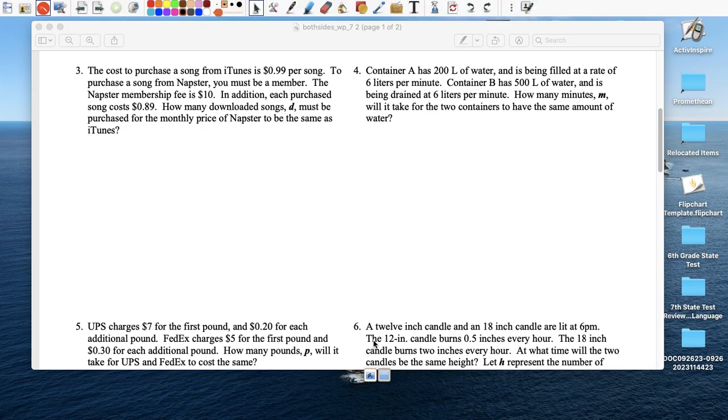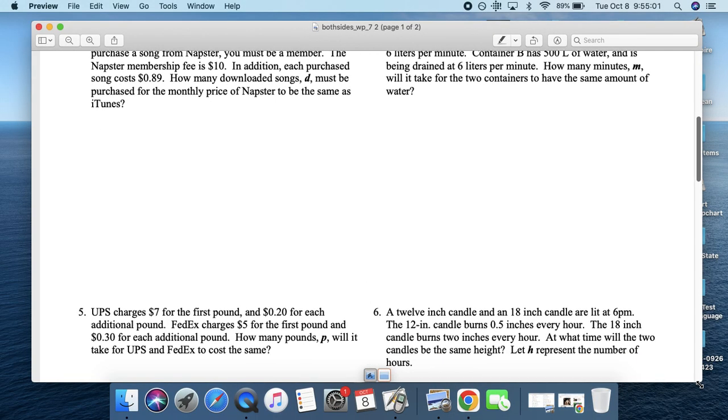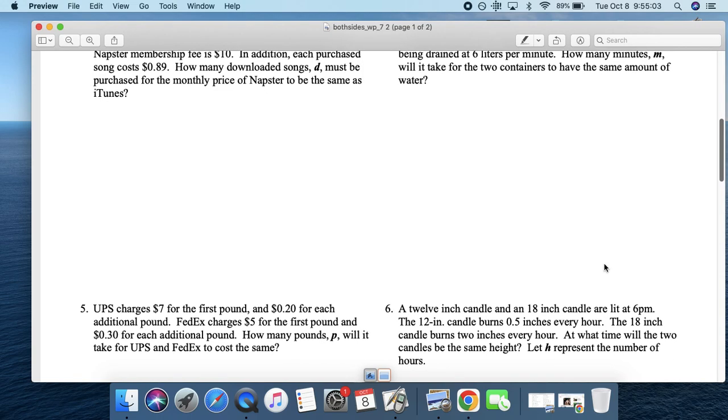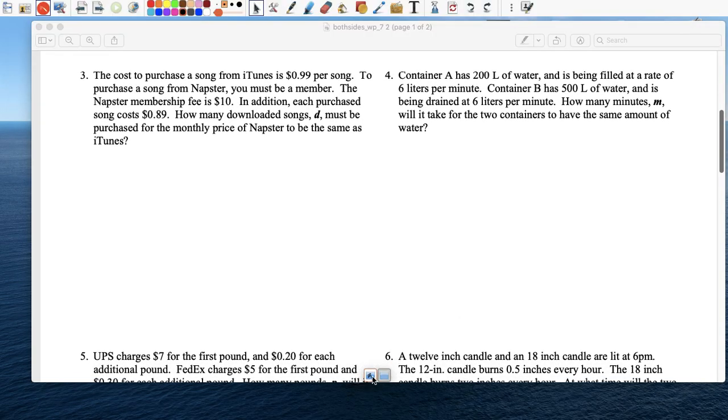Remember, an equation is two expressions that are set to equal each other. So the first thing we should do is write the two expressions. And I'll write it over here. So on this side, so we're doing number 4. Let's call this container A and this container B, right? Put the equal sign. So let's get the expression for container A.